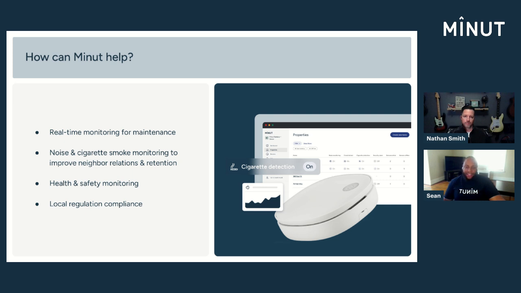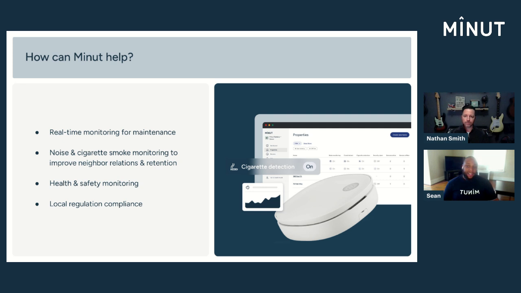And local regulation compliance. So for my short-term rental people that are on this call, if you are in New Orleans, Fort Lauderdale, or Palm Springs, California, one law they implemented was that you have to have a noise monitoring device in your property. So Minute will help you be compliant with that ordinance that went out in those three cities.